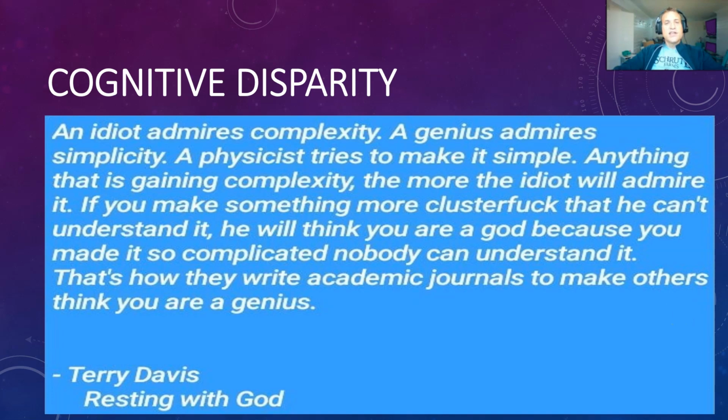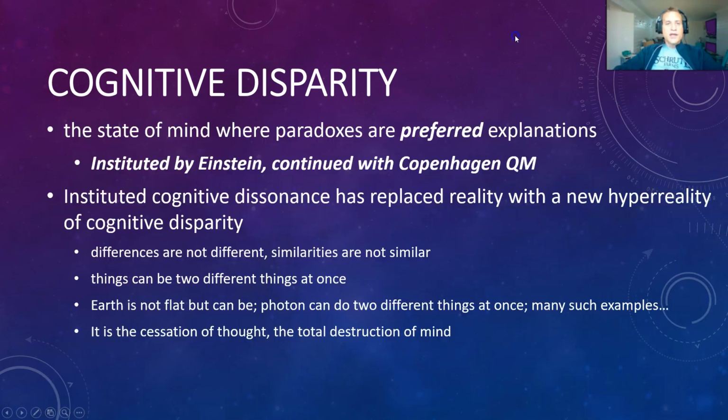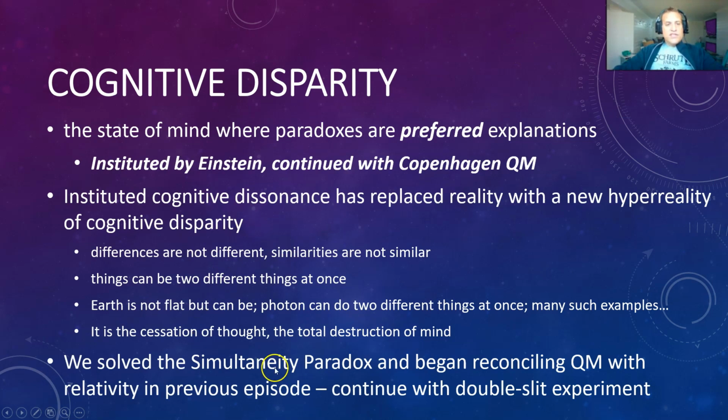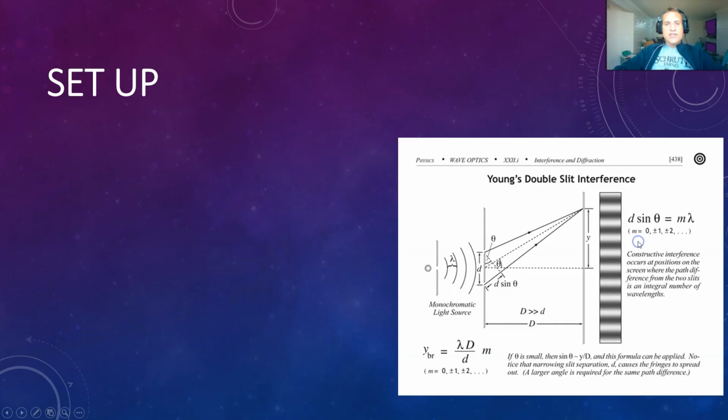Hockney is, of course, making it more simple. Illuminism, ontological mathematics is making it more simple. So we solved the simultaneity paradox and began reconciling quantum mechanics with relativity in the previous episode. We will continue with the double-slit experiment now.